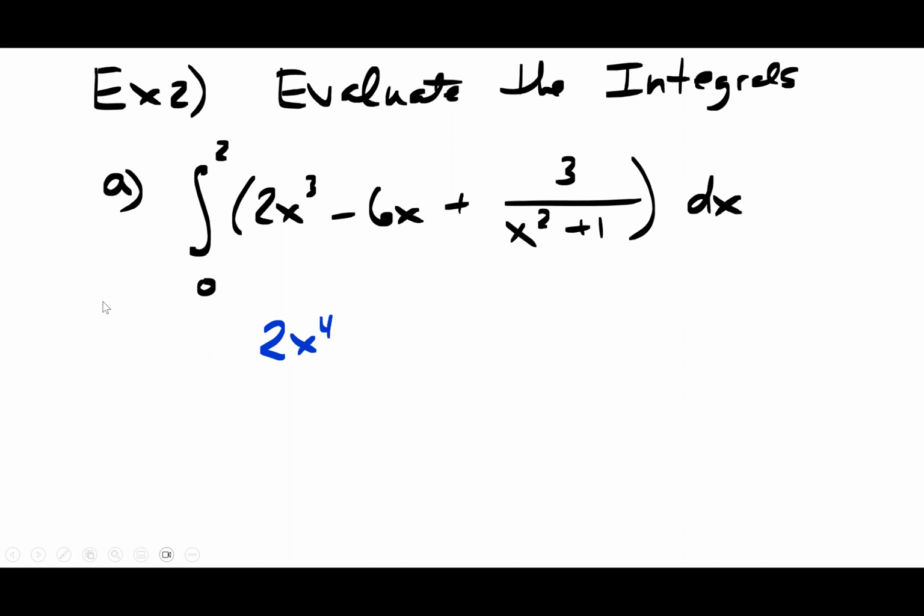Let's go for it here. Tell me if you agree. First one's going to be this right here. We add 1 to the exponent and divide by that exponent. Same thing here. We add 1 to the exponent, makes 2, divided by the exponent.